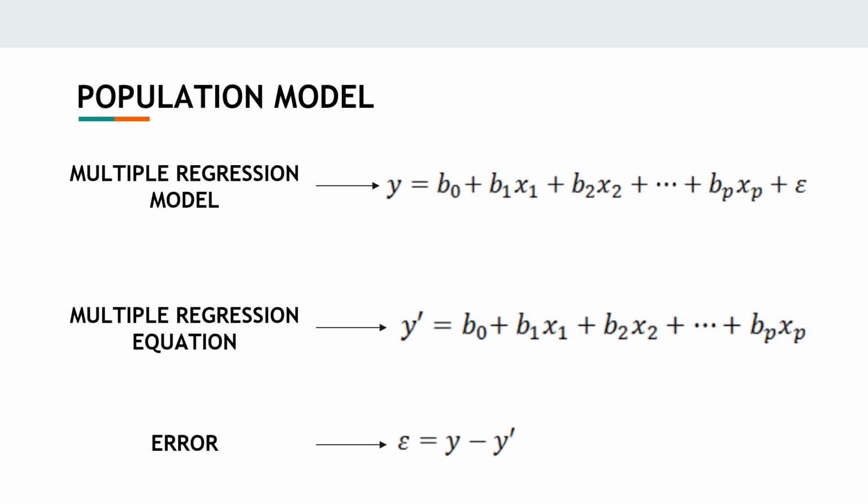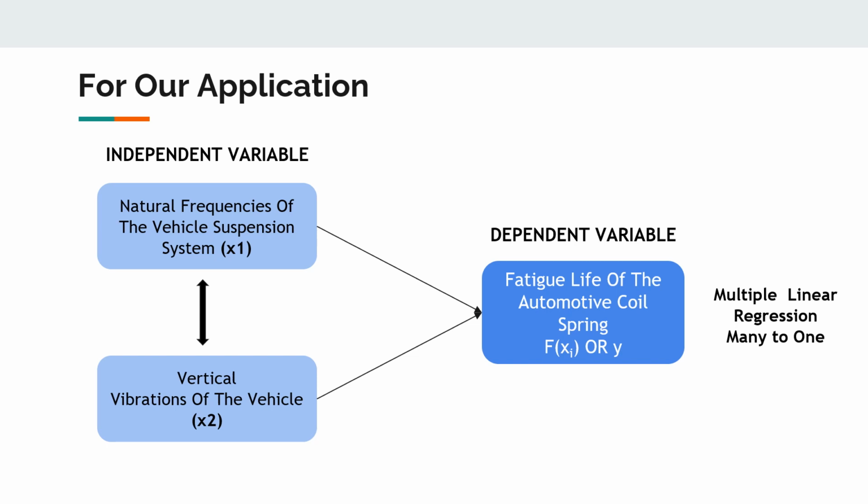Here, f(xi) is the dependent variable, that is the fatigue life of the automotive coil spring, and xi is the ith independent variable. In our application, as you can see, we have two independent variables: first, the natural frequency of the vehicle suspension system, and second, the vertical vibration of the vehicle, and one dependent variable, that is the fatigue life of the automotive coil spring. Now, we'd like to utilize those two independent variables to make predictions about the dependent variable.